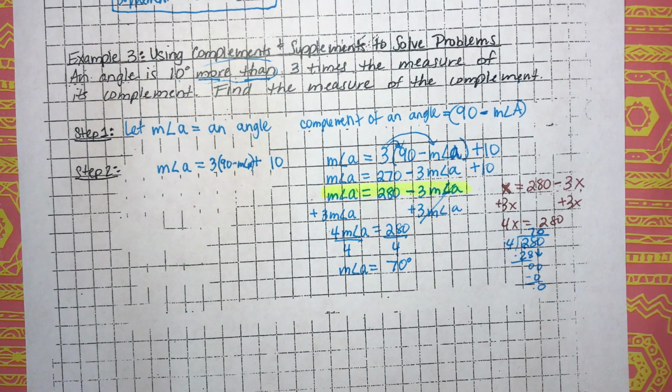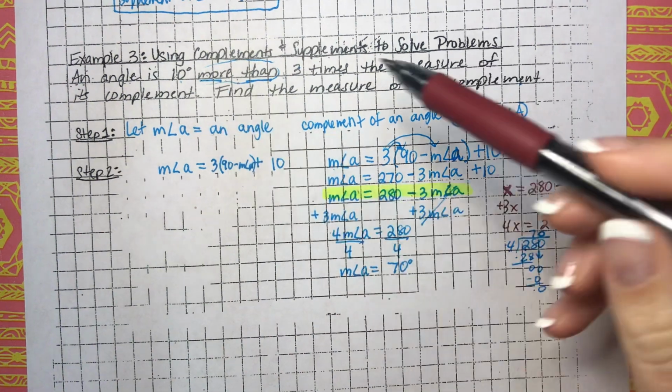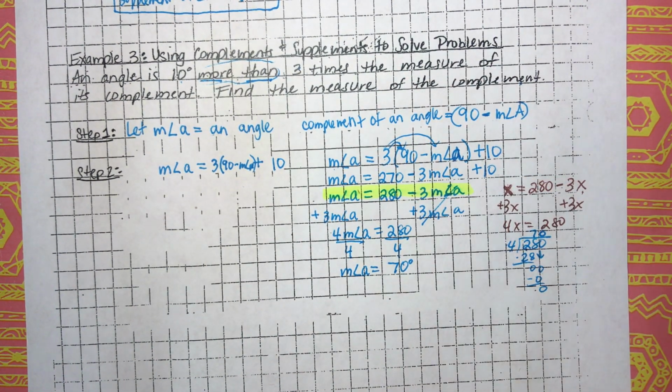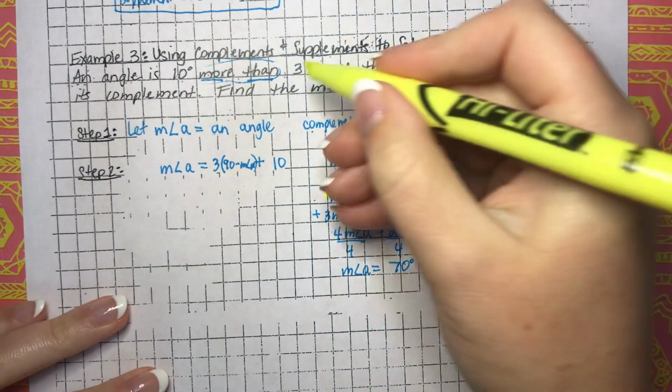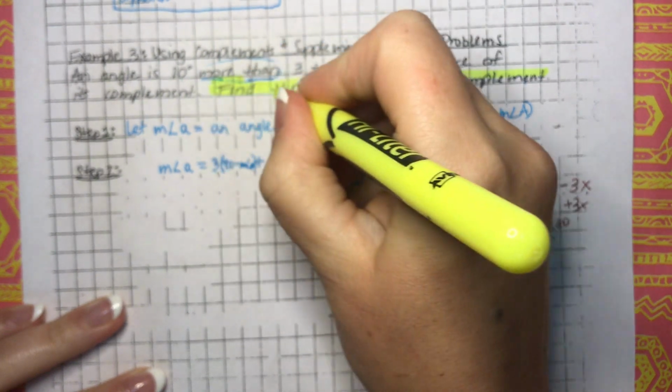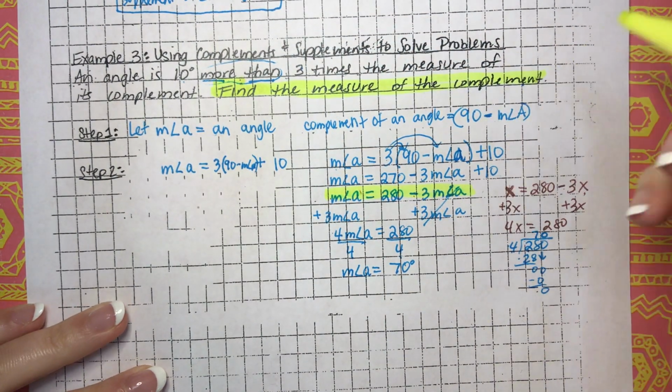Okay? But whenever you're doing a problem like this, you have to go back up to the original question. It says an angle is 10 more than 3 times the measure of its complement. All right, cool. That's what gave us this formula here. Find the measure of its complement. So these are a little tricky. You have to go back and read, well, what are they asking? It says find the measure of the complement.